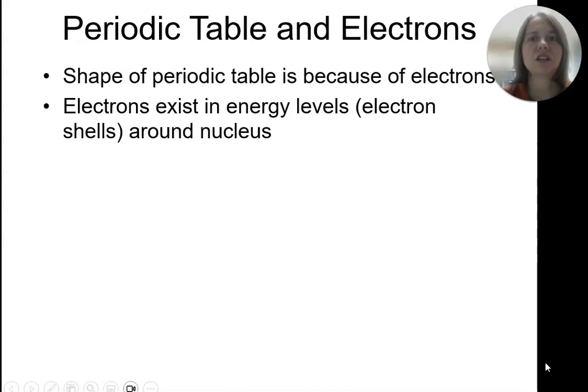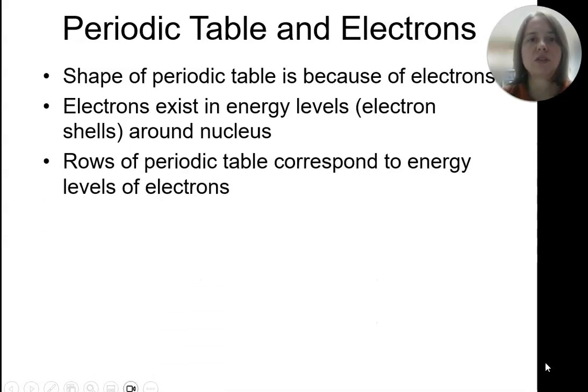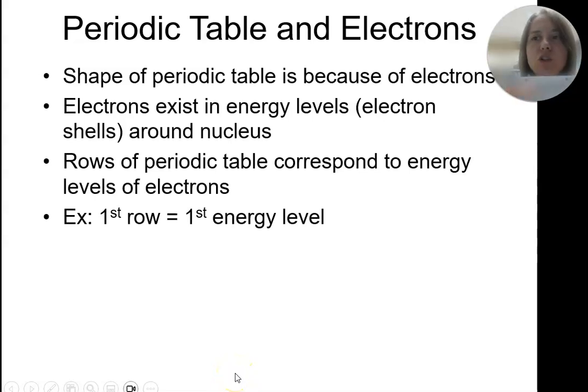Electrons exist in energy levels or electron shells around the nucleus. The rows of the periodic table correspond to energy levels of the electrons. So let's pause with that thought for a second. When we get out our periodic table, we see that there are two elements in the first row. And that first row is the same as the first energy level of electrons, which can fit 2 electrons.